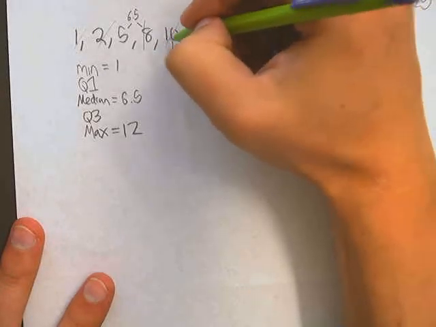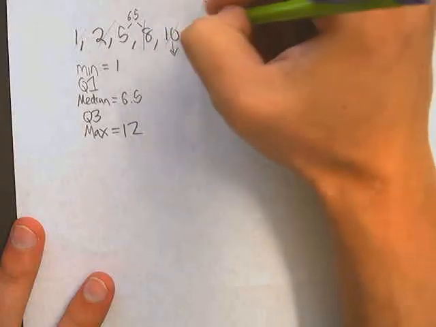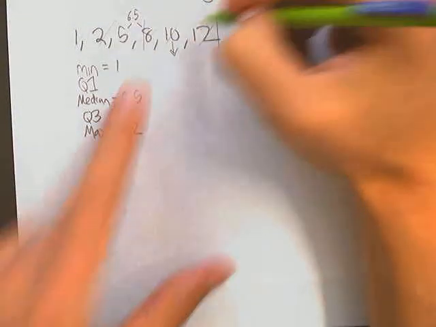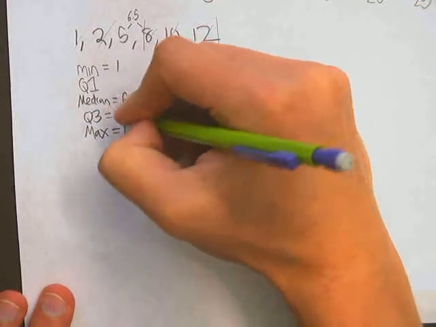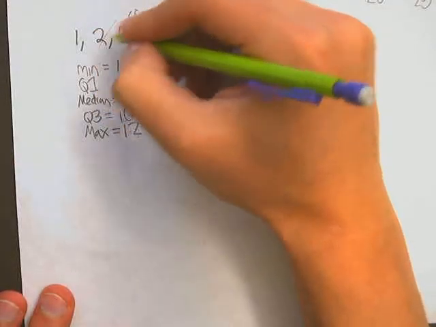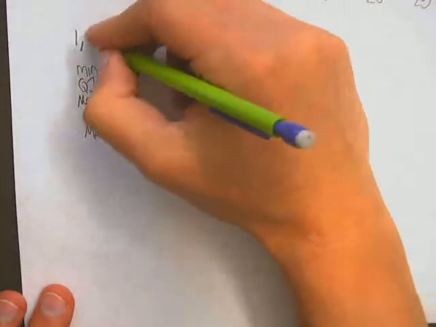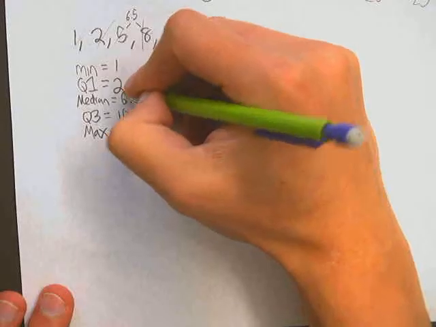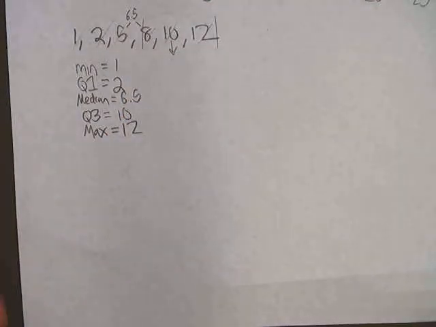We pull out quartile 3's median, it's 10 because we just cross out 8 and 12. So we get 10. In this side, we cross out the 5 and the 1, and we get 2 as our quartile 1, and we're ready to box and whisker plot.